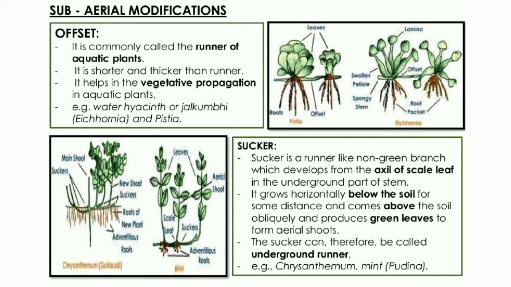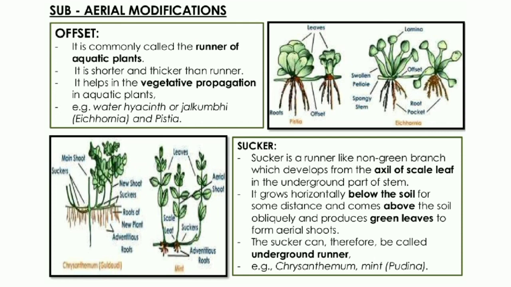Here you can see the main stem. From this main stem, the sucker will grow into the soil, not vertically deep, just horizontally for some distance. After growing for some distance, it will come above the soil. When it comes above the soil, it forms the shoot in the aerial portion, and at the tip it will form adventitious roots towards the soil.